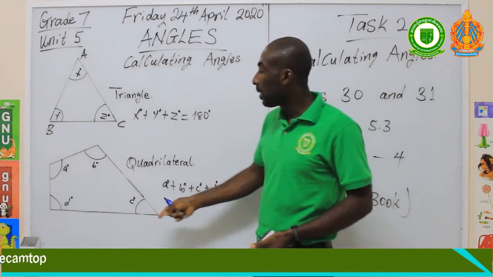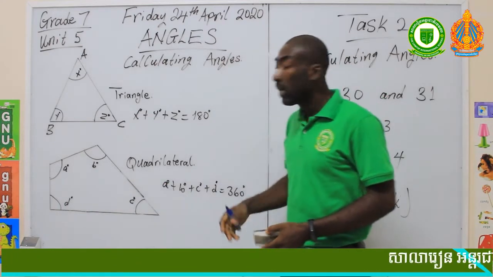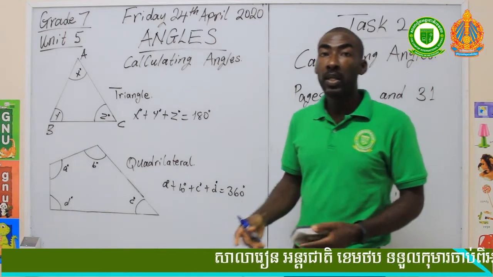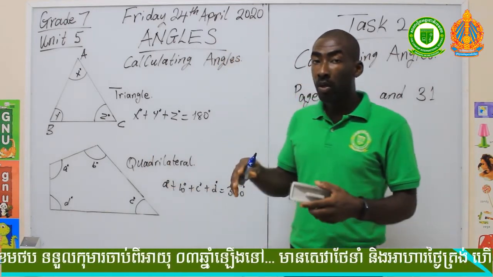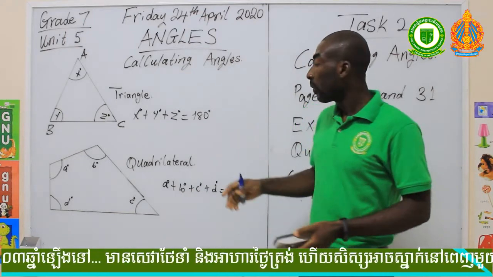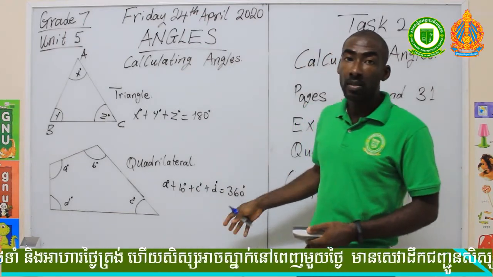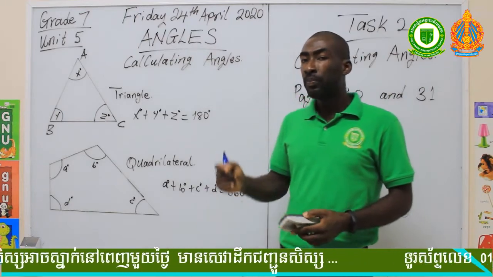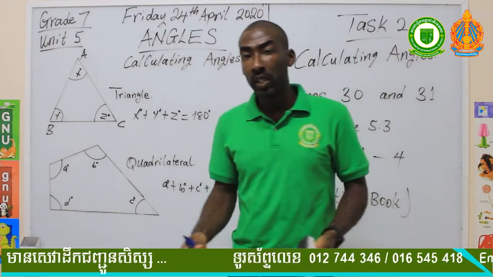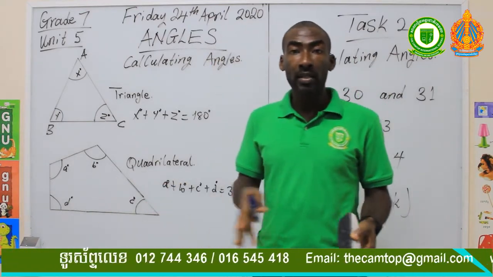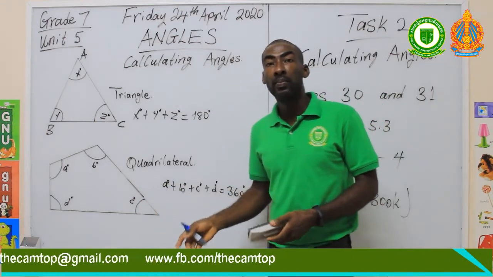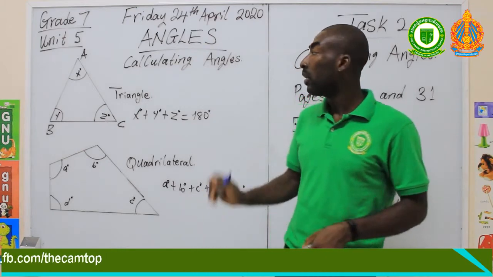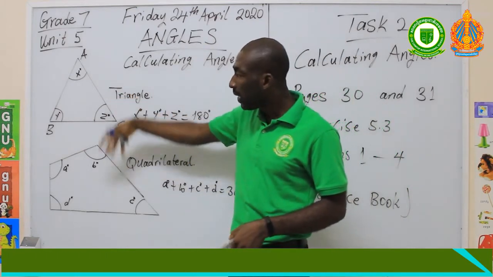I also said that your quadrilateral can be a square or can be a rectangle. The total size within your triangle, your square and your rectangle are all 360 degrees, because when you divide your square into two portions, you have two triangles inside. The same way, when you divide your rectangle into two portions, you will have triangle inside.